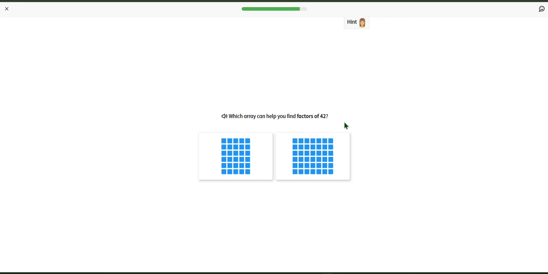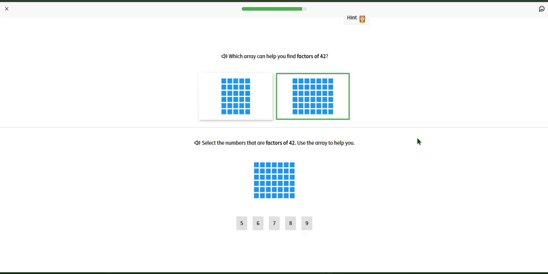Which array can help you find factors of 42? Well, this is 5 on top, and since it's 5, it can't get us to 42 because it either has to end in 5 or end in 0. So let's look at this one. 1, 2, 3, 4, 5, 6. 6 times what gives you 42? And it should be 7. 1, 2, 3, 4, 5, 6, 7. 6 and 7.